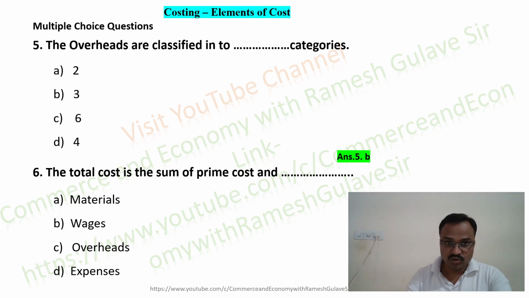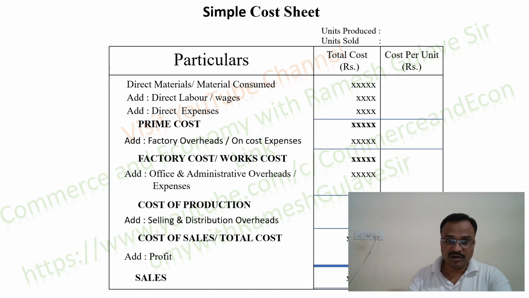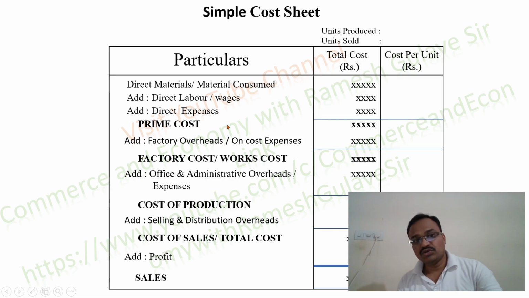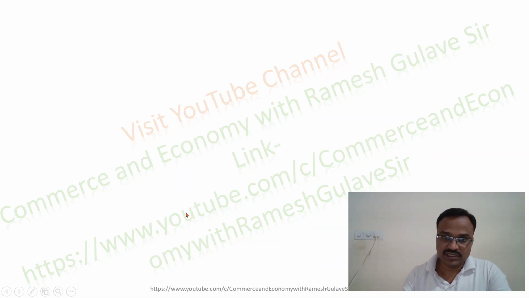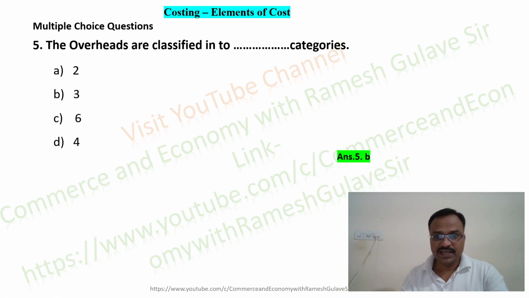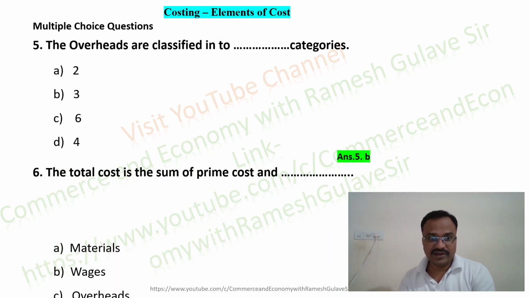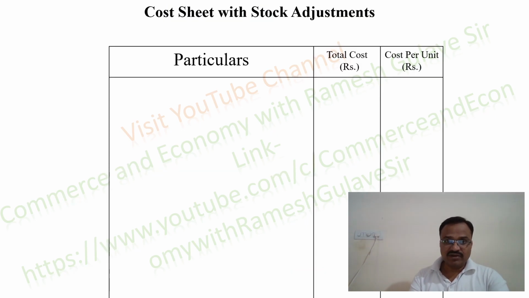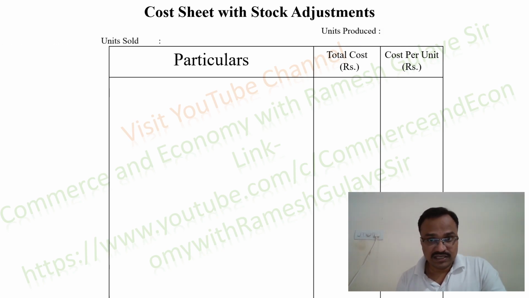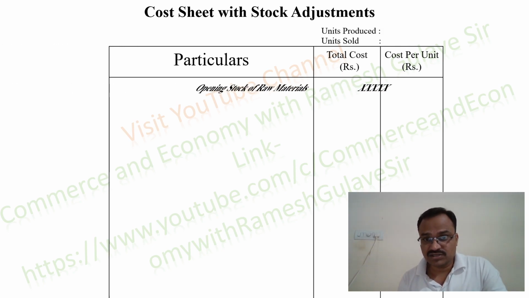See friends, one more time, I would like to show you the format of the simple cost sheet. See, the question was that the total cost is the sum of prime cost and all these three overheads. Right. So in this way, if the format is clear, then you can answer the various questions. Now, friends, I would like to share with you the cost sheet with stock adjustments. In the previous slide, we discussed the simple cost sheet.